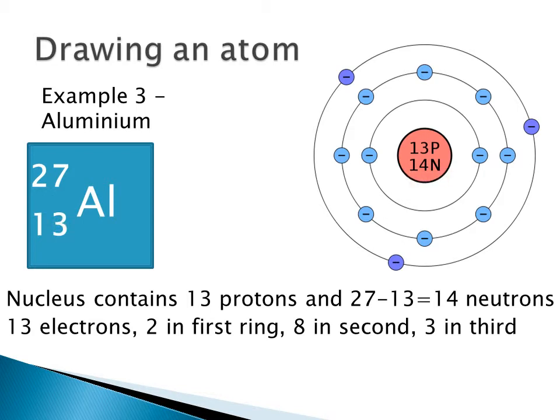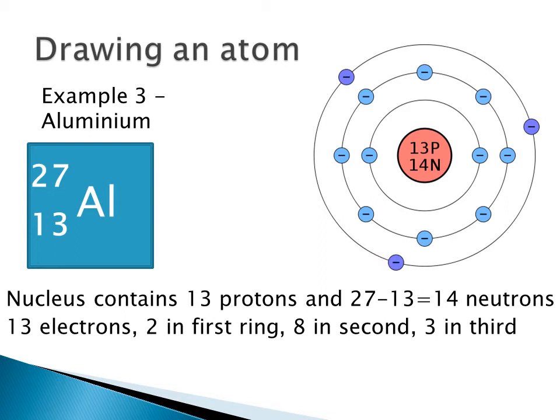There they are. And finally the electrons. So we have 13. 2 in the first. That leaves 11 left. We can put 8 into the next ring. So there they are. But that still leaves us 3. So we go for one more ring. And here are our 3 outer electrons for aluminium.